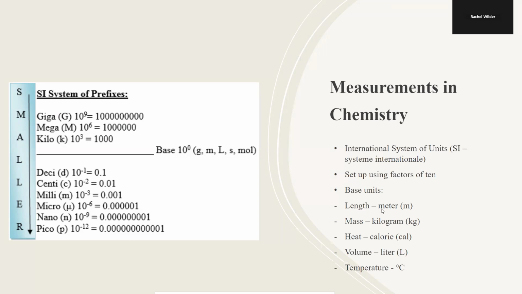When you're measuring the length of something for chemistry, it's meters. If you're measuring the mass of something, it's kilograms. Remember, mass is not weight. Heat would be measured in calories, volume in liters, and temperature in Celsius. This is just so scientists around the world can all communicate. This is the same concept that we use in anatomical terminology.